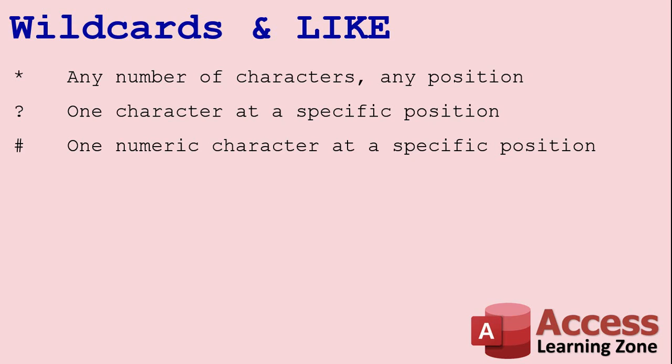Now, there are a bunch of them, but the two important ones are the star and the question mark. The star, the asterisk, says any number of characters at any position. The question mark says one character at a specific position. Then there's the hashtag or the pound symbol, or the octothorpe, whatever you want to call it, and that is one numeric character at a specific position. I almost never use this one, pretty much always the first two.